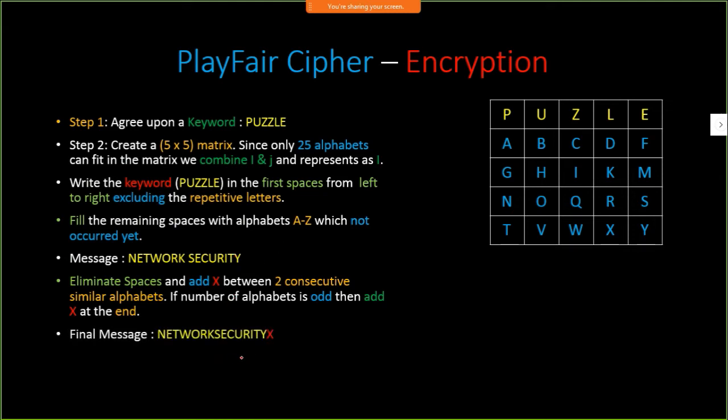Why? Because the blocks of letters are NE, TW, OR, KS, EC, UR, IT, and the last letter is single. That's why, after eliminating spaces, we add X to the last letter, giving YX, combined as a block.